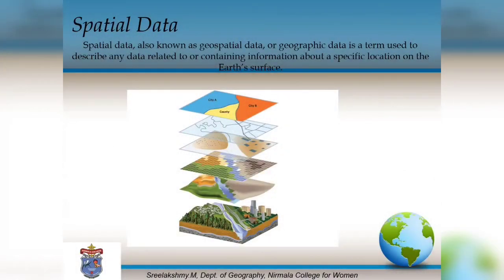I am here to explain about the basic concepts of remote sensing. To study about remote sensing, it is essential to understand the meaning about spatial data. Spatial data, also known as geospatial data or geographic data, is a term used to describe any data related to or containing information about a specific location on the Earth's surface. Or rather, in simple sense, spatial data includes the information related to the distribution of any geographical data.